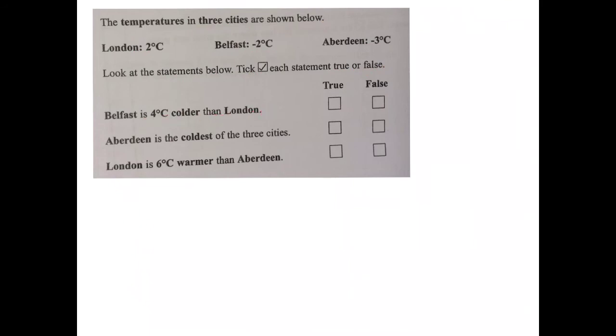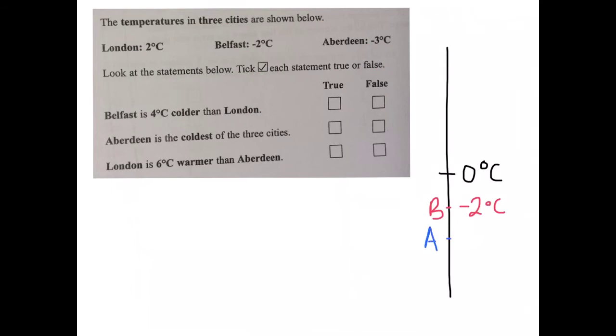Well, let's put all of our temperatures into a thermometer. Belfast, we'll begin with, is down at -2 degrees. Aberdeen is at -3 degrees. And London is up at 2 degrees. So the first statement asks us, Belfast is 4 degrees colder than London. Well, from 2 down to -2, it is a difference of 4, so the statement is true.